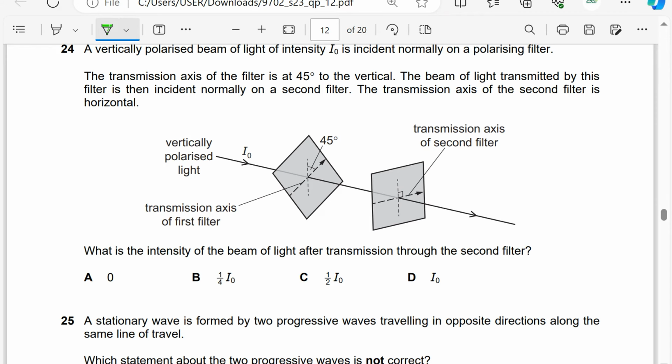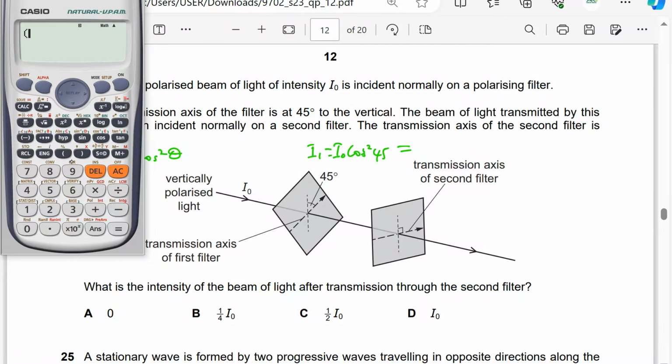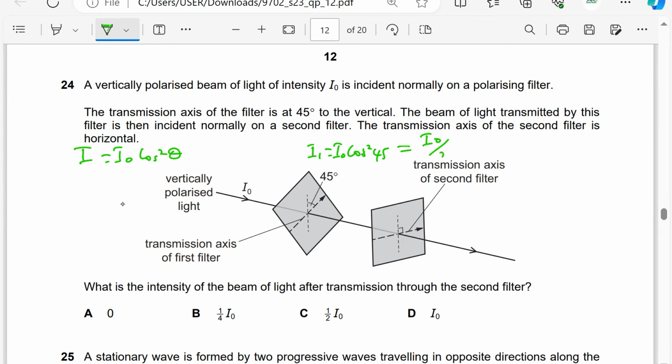So let's check for the first filter. The intensity which goes through the first filter, I1, is equal to I naught cos squared of 45, according to Malus's law. Malus's law states that I is equal to I naught cos squared theta. So cos of 45, but this should be squared, I think that is 0.5, it is a half. So this is I naught divided by 2. That's what goes through the first filter.